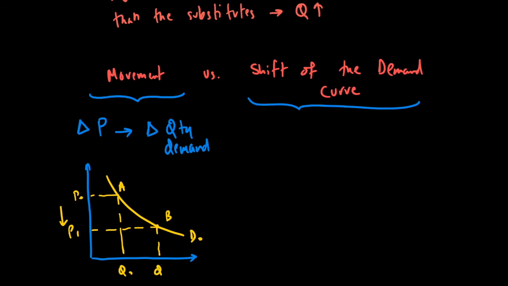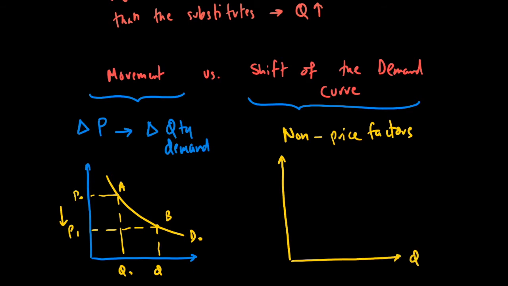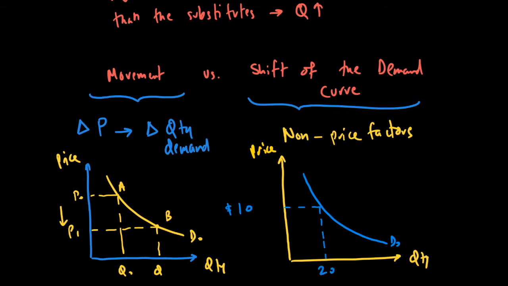But if there is a non-price factor, and we'll talk about what those non-price factors are, there will be what we call a shift of the demand curve. What do you mean by shift of the demand curve? So look at this. Let's label it properly: quantity and price. So let's say this is your demand curve right now, and let's say the price right now is $10. And right now you are demanding, let's say, 20 units.